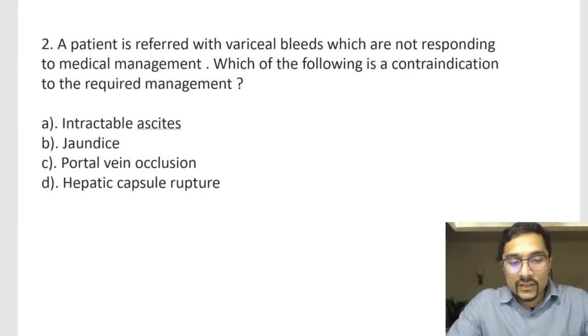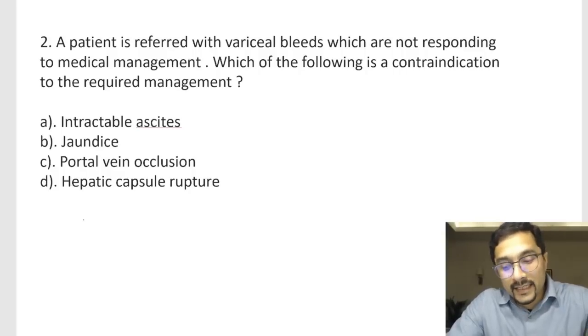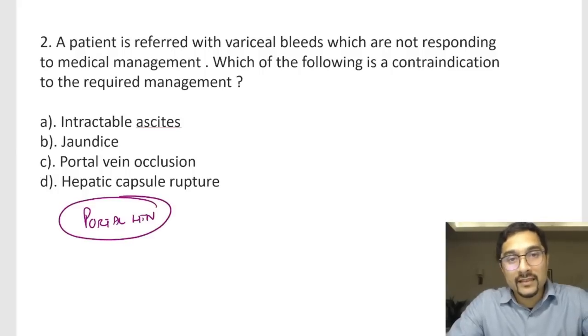The second question: a patient is referred with variceal bleed which is not responding to medical management. Which of the following is a contraindication to the required management? Now, this patient has variceal bleed. We know variceal bleeds are seen in portal hypertension, right? So when there is portal hypertension, a patient can develop esophageal varices and there can be upper GI hemorrhage.